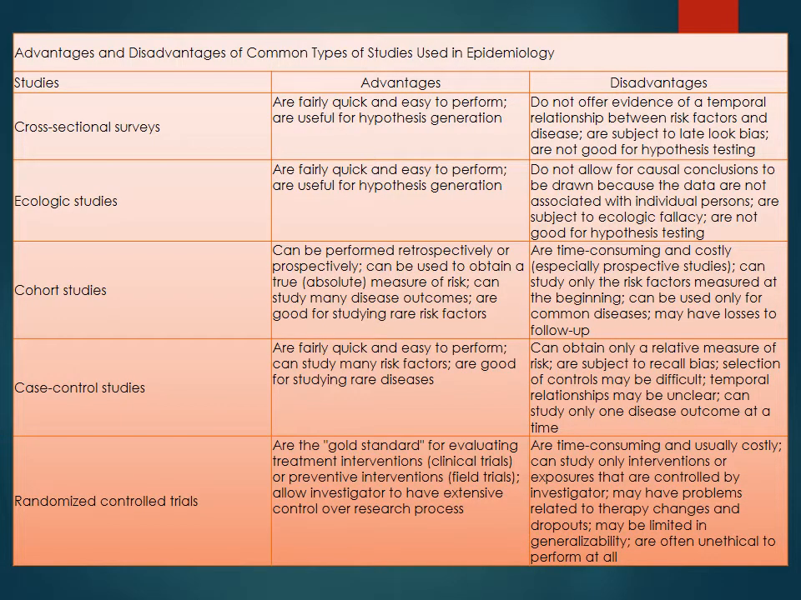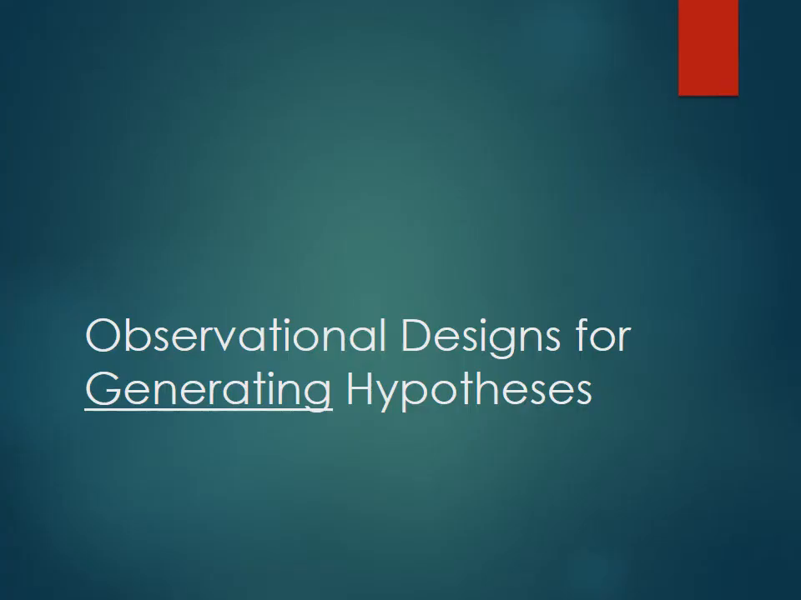So here's kind of a breakdown of some of the advantages and disadvantages. You can refer back to this as we go through these more in detail. This is just kind of summarizing the data we have here. So first thing we're going to do is observational designs for generating hypotheses. These are going to be our cross-sectional studies and our ecological studies we're going to look at first.